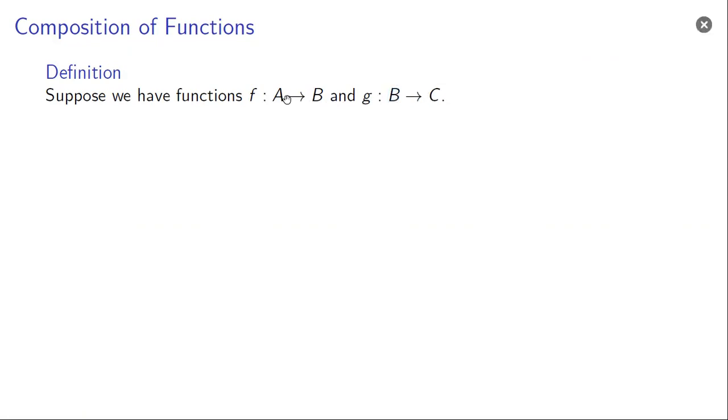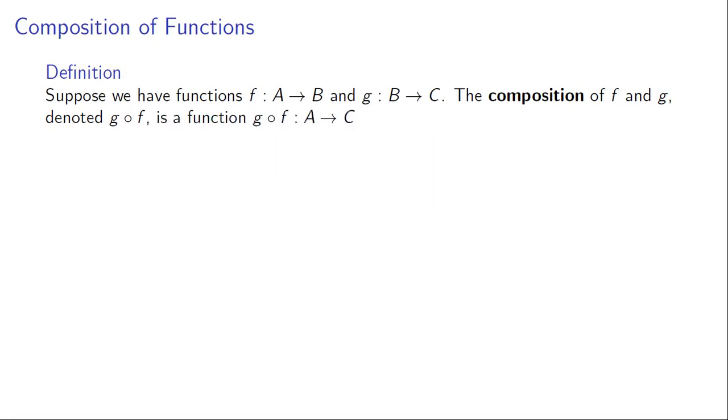So notice that the codomain of f is the same as the domain of g. So suppose we have two functions like this, then we can define their composition. The composition of f and g, which is denoted like this, g circle f. So notice it's the composition of f and g, and it's denoted g circle f. So the order is the opposite of what you might think.